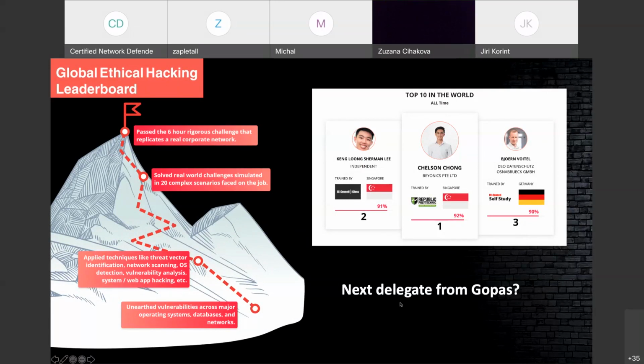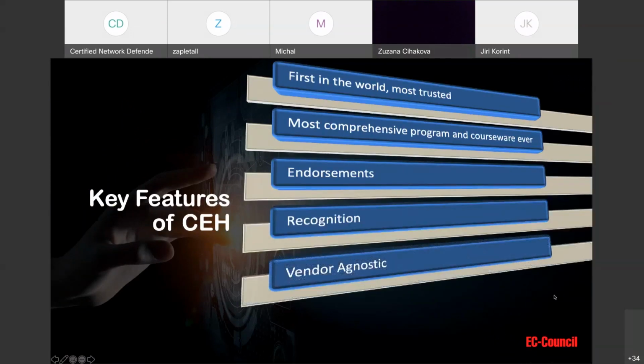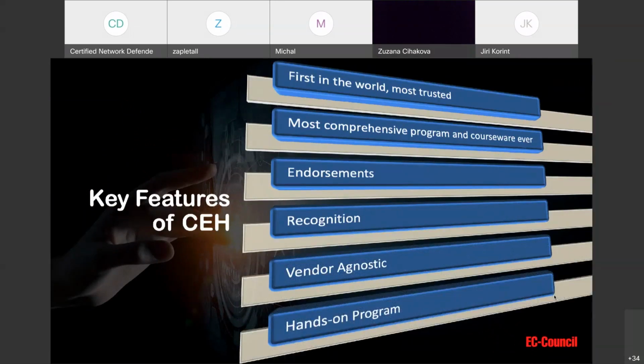Funnily enough, the gentleman who is third on that leaderboard that I'm showing you will be giving the certified penetration tester certification webinar next week. Björn obviously scored very highly on the ethical hacking theory and practical, and I believe he's currently top scorer on the certified penetration tester certification as it stands, which is a huge accolade, considering that is a 24-hour exam, split out into two 12-hour slots. But I would love for the next individual to come from GOPAS to be on that leaderboard.